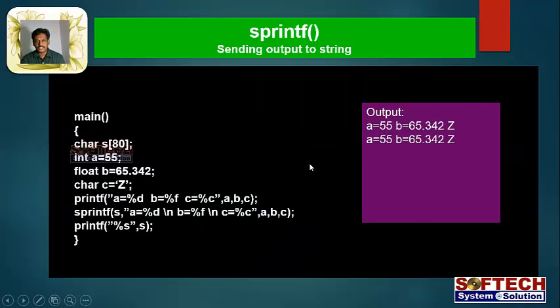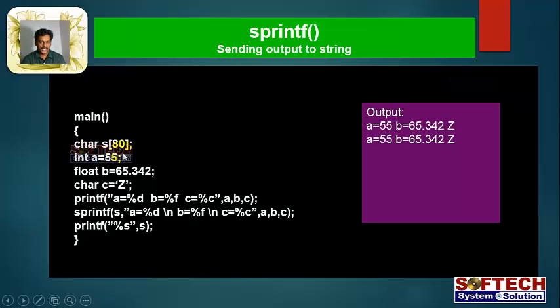The sprintf is another function. sprintf is a string print function, sending output to a string. Normally all output is sent to the monitor, as the printf function displays all values on the monitor. But the sprintf function stores that output into a string. It is similar to the printf function, but printf displays the output on the monitor, while sprintf sends the output to a string.